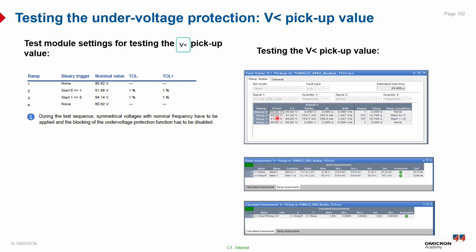We will ramp down the voltage to get the backup value of the undervoltage protection, and on the other hand, in ramp 3 we will ramp up the voltage again to get the drop off value of the undervoltage protection. That's why we need the trigger condition to start from 1 to 0. And also you can see here the ramp assessment, as we explained in the overvoltage protection. You can see the ramp assessment, and also the calculated assessment, which represents the reset ratio, which is equal to drop off over the backup value.